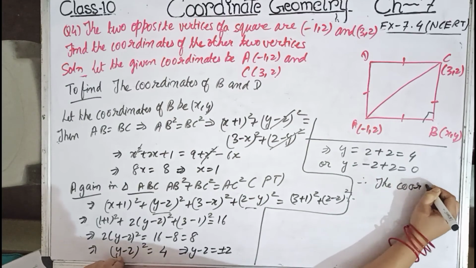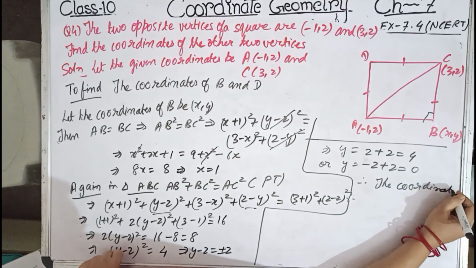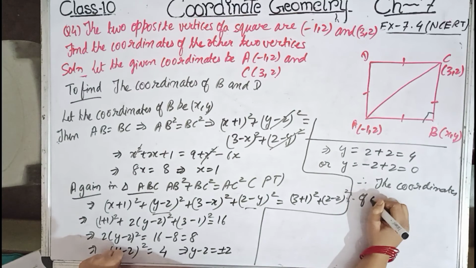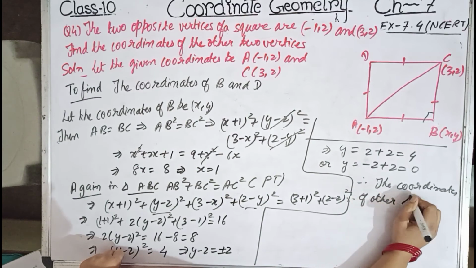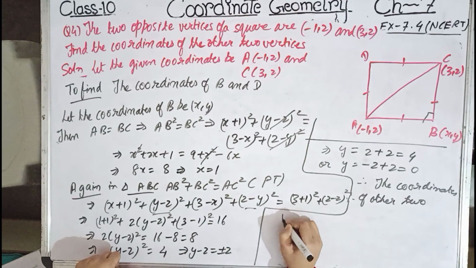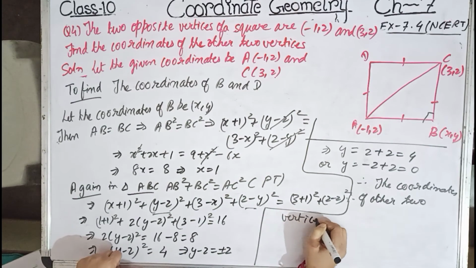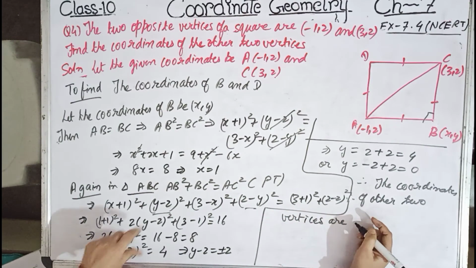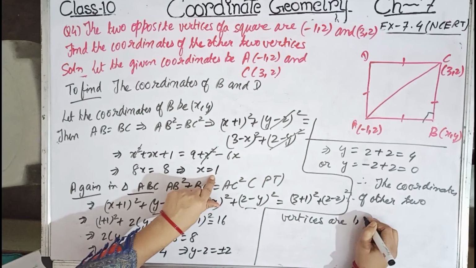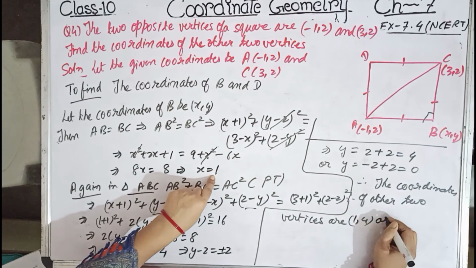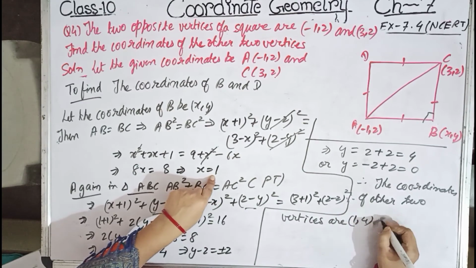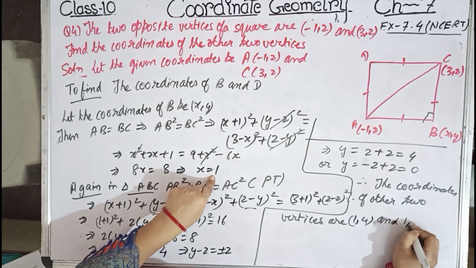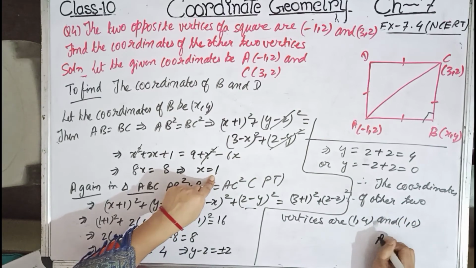Therefore, the coordinates of the other two vertices are (1, 4) and (1, 0), and this is the answer.